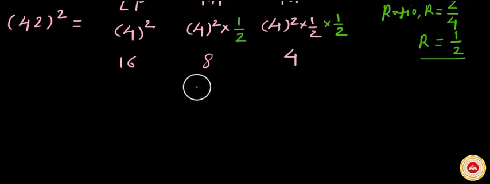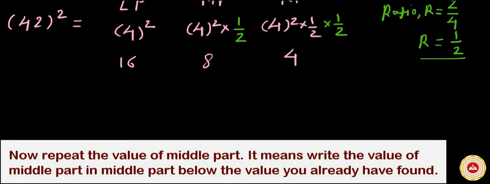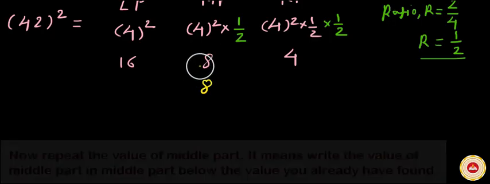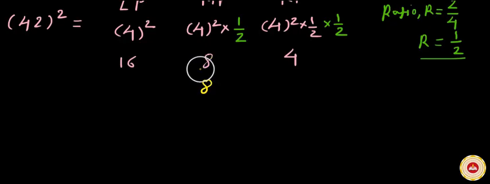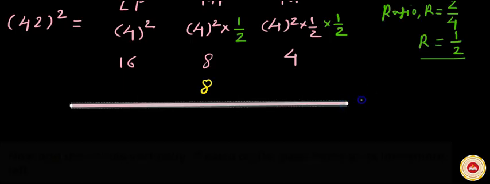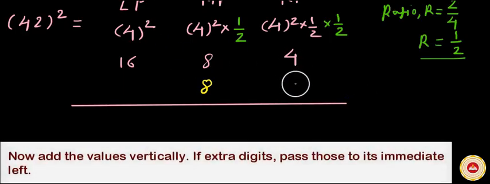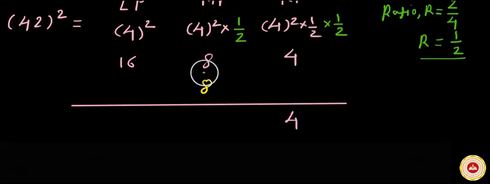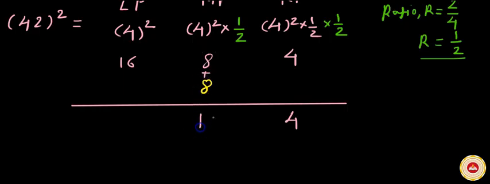Now let us repeat middle part. Repeating means writing middle part as it is below middle part. Middle part is 8. So we have written 8 below this 8. Now it is time to add vertically. So let us add 4 plus, here there's nothing, so write 4 as it is. 8 plus 8, 16. And 16 plus, there's nothing here, so write 16 as it is.